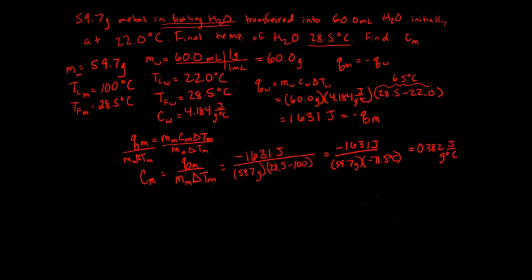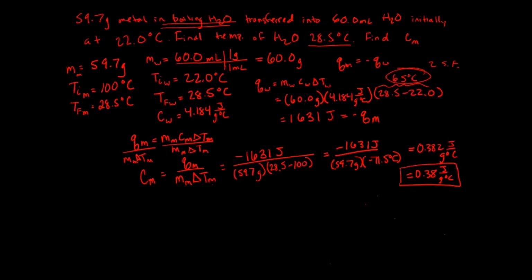And technically it should be 2 sig figs, so 0.38 joules per gram degree Celsius, because of this 6.5, that's 2 sig figs. So then this should have been changed to 2 sig figs and so on and so forth. I'm not going to worry about that right now. We're just solving for this. So now we have our specific heat.